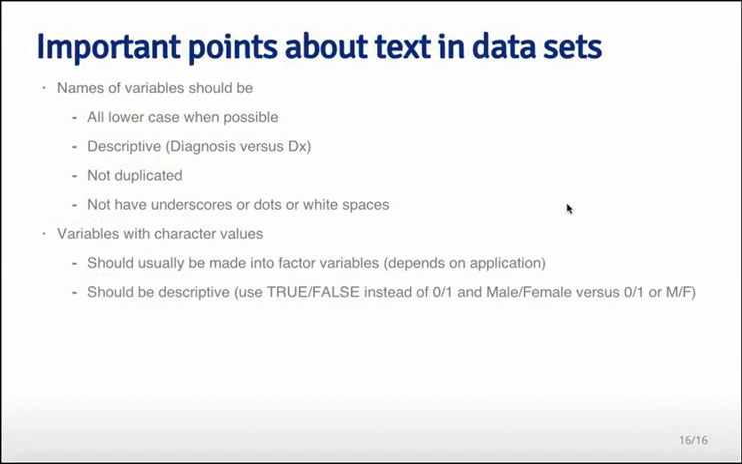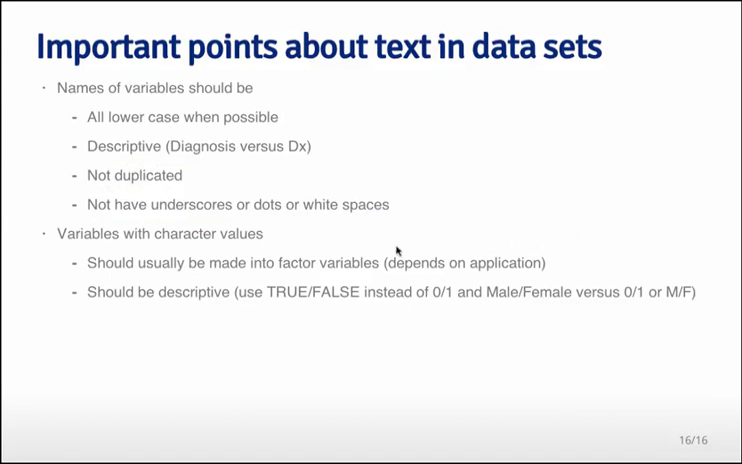So a couple of important points about text and data sets. Whenever possible, you'd like to have all lowercase because mismatched caps can lead to very difficult to find bugs in data analysis. You'd like them to be descriptive. So in other words, you'd like it to say diagnosis as opposed to DX. You'd like the variable names not to be duplicated and not to have underscores or dots or white spaces, which we showed you how to remove.